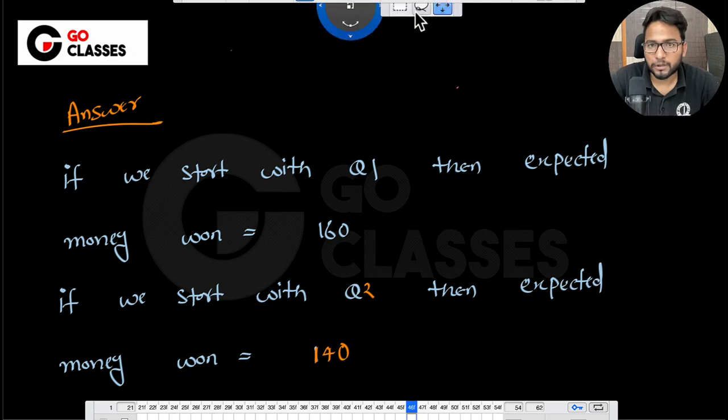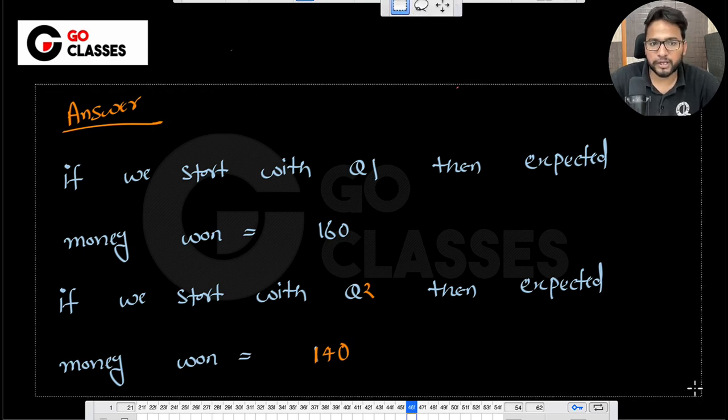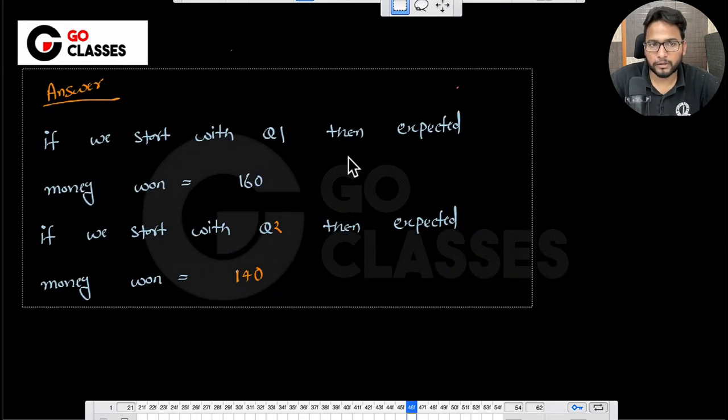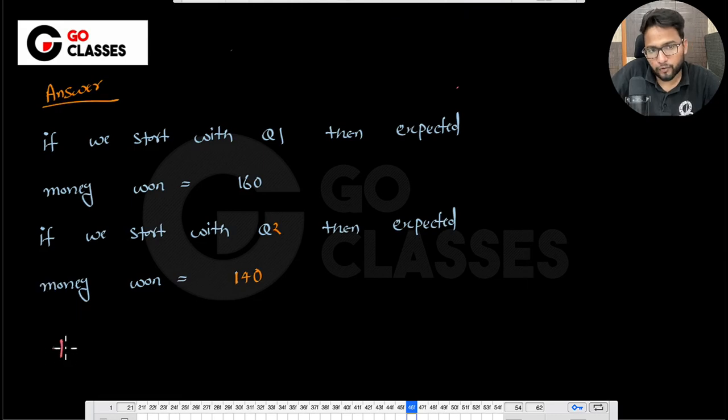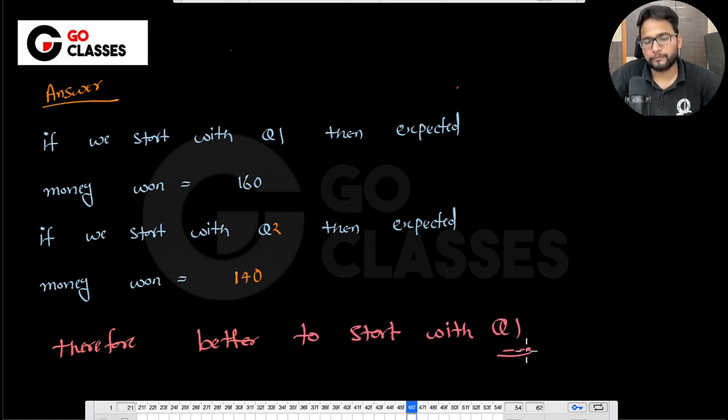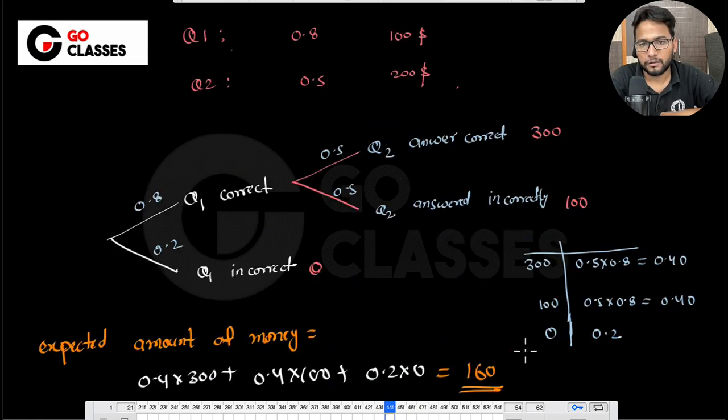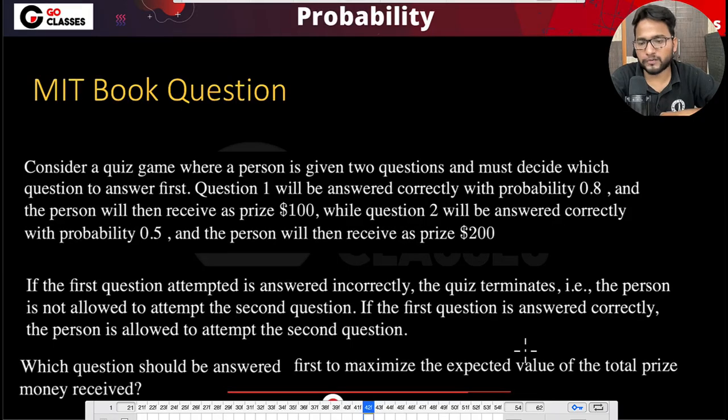Now, therefore, because of this particular scenario, you will be starting with question number 1. So you will say, therefore, better to start with question number 1. That's all. I hope you understood this. Now, this was the MIT question.